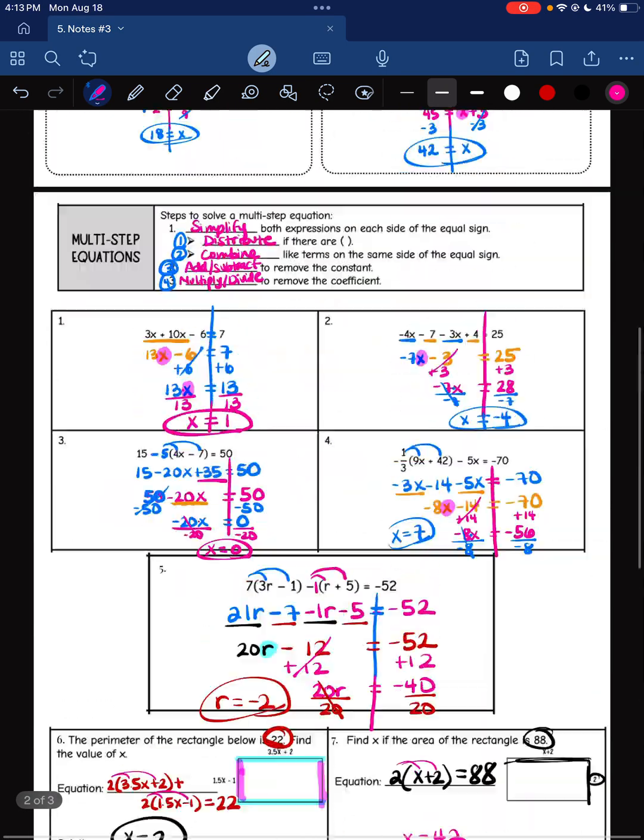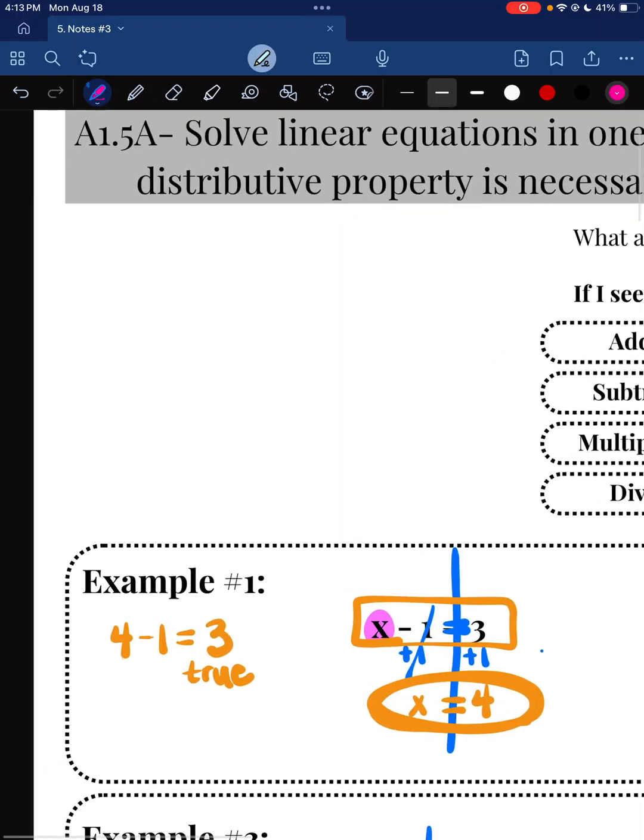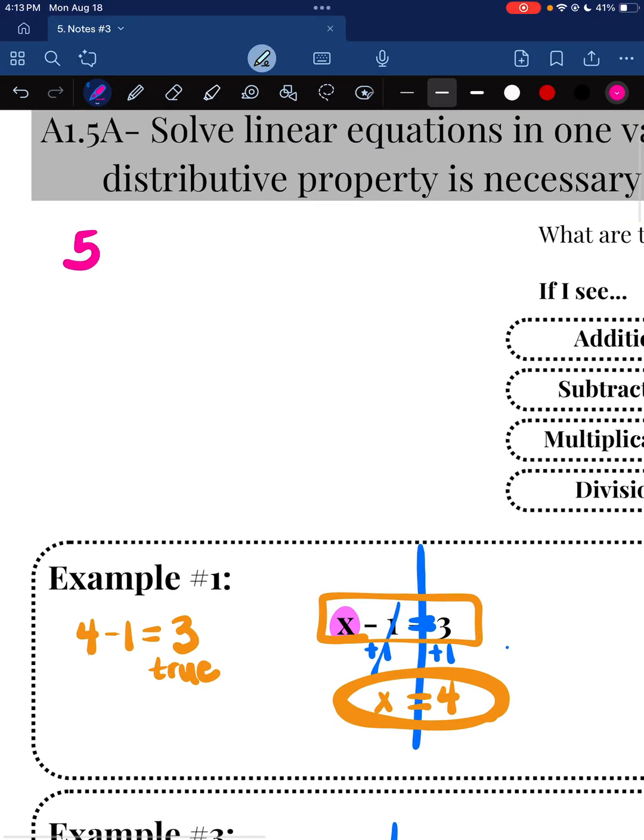And then on section 1 of the assignment, questions like this one kept coming up, so that's why I'm showing it. Okay, so first step, distribute, we can't. Second step, combine like terms, there's nothing to combine. So step 3.